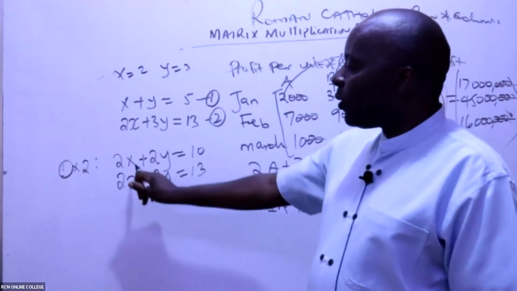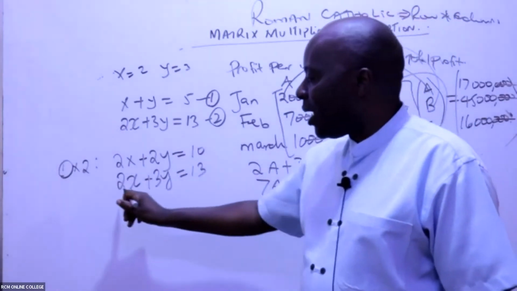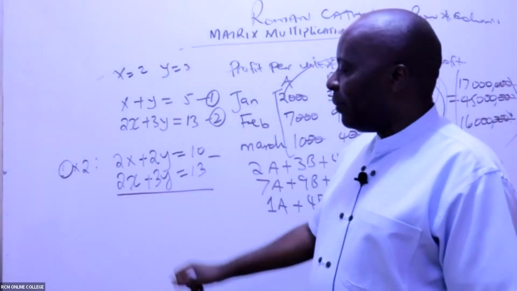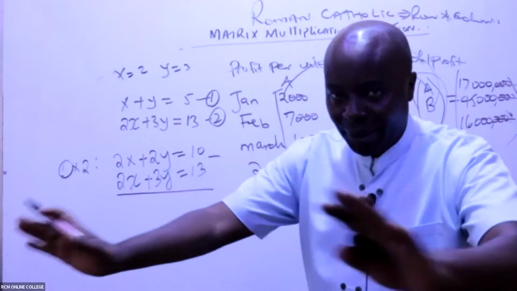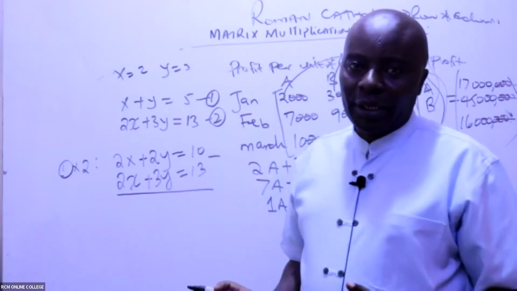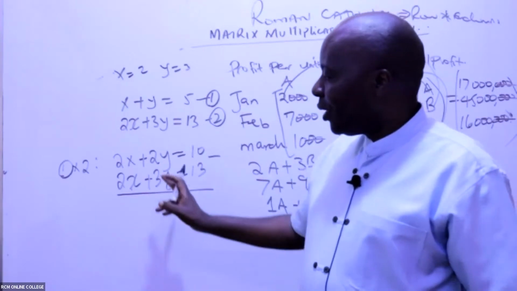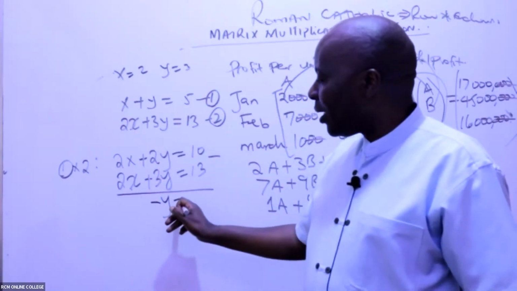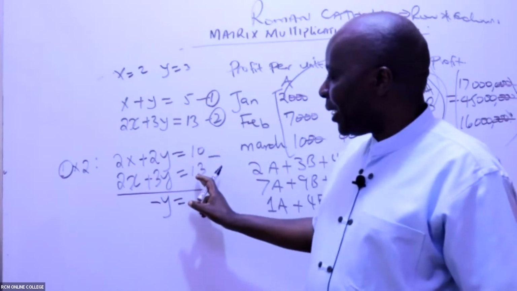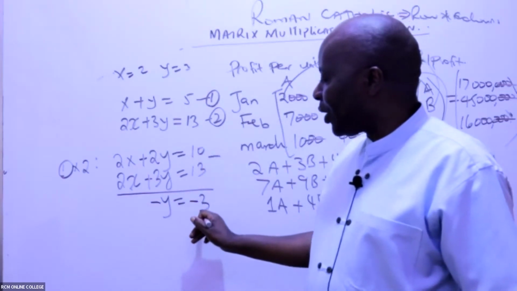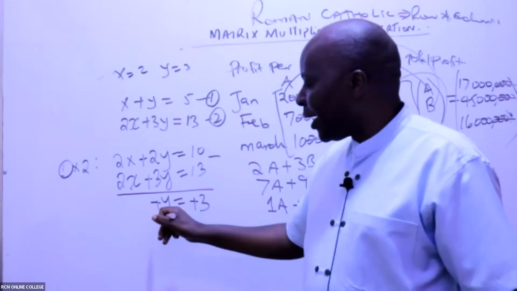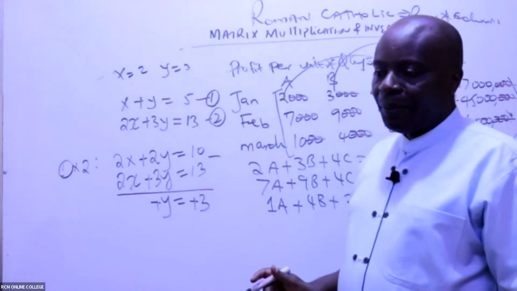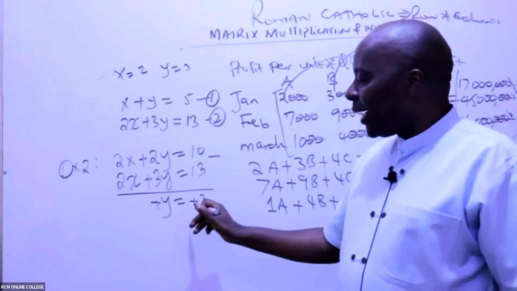Now, because x and x are the same, we can eliminate. So when I eliminate, this disappears. That is what we wanted, to eliminate x. 2y minus 3y gives me minus y, equals 10 minus 13, which gives me minus 3. So minus and minus disappear, meaning that the answer to y is 3.